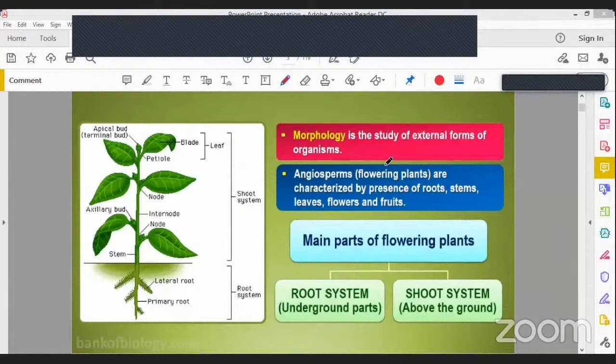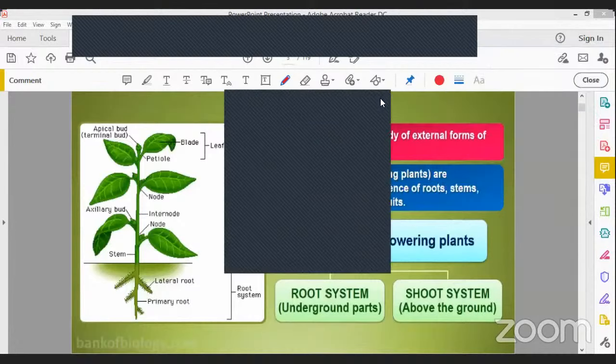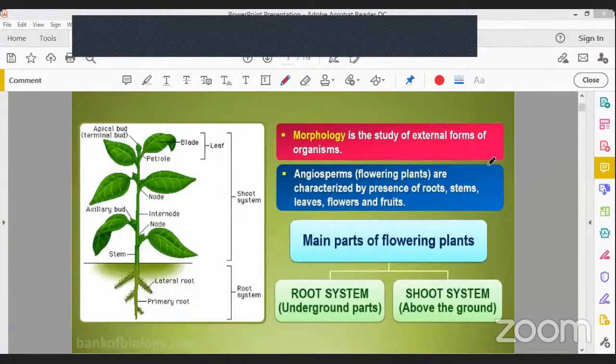Now let us look at the first part. What is morphology? Morphology is the study of external forms of organisms. So how an organism looks from the outside, we call that morphology. Now in this we are studying morphology of flowering plants. Flowering plants means angiosperms.